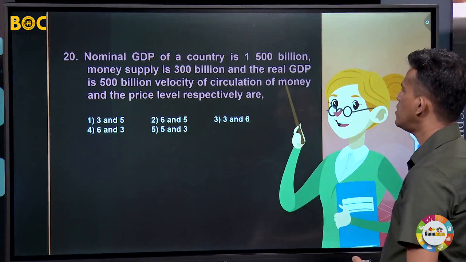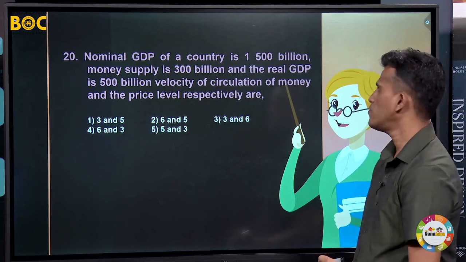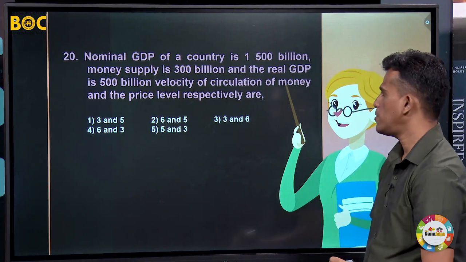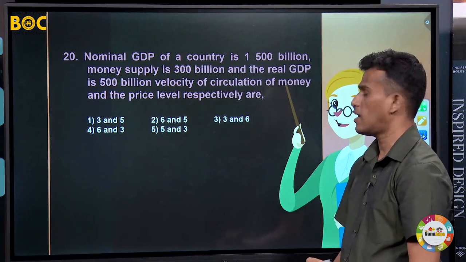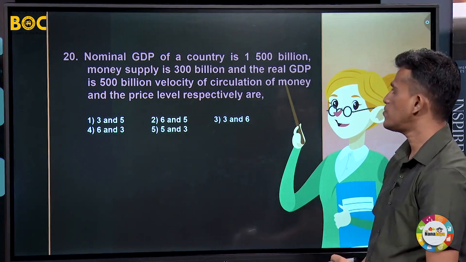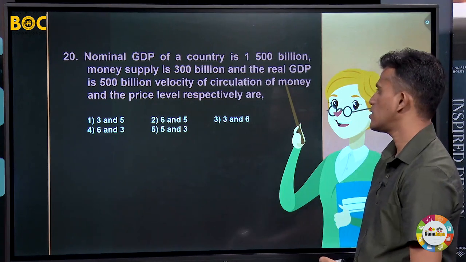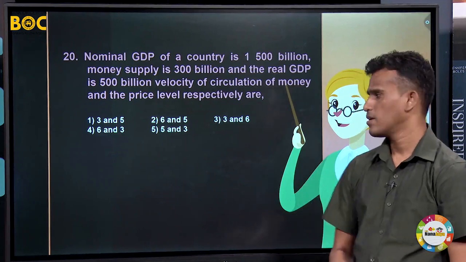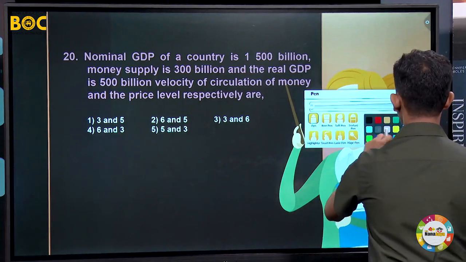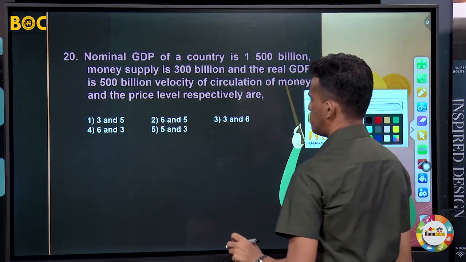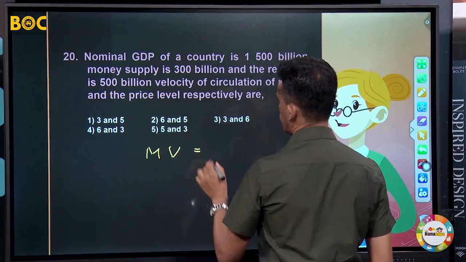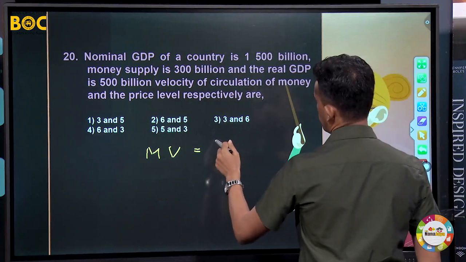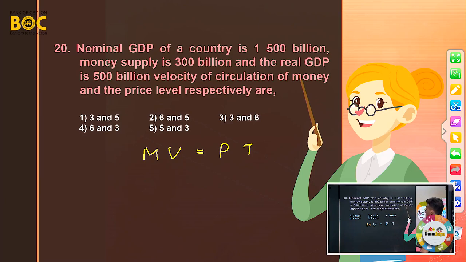Question number 20. Nominal GDP of a country is 1,500 billion. Money supply is 300 billion, and the real GDP is 500 billion. The velocity of circulation of money and the price level, respectively, are? We already discussed the equation of exchange. The equation of exchange says money supply times the velocity of circulation of money is exactly equal to the price level times the real output, or in other words, P into T gives you the nominal GDP of the country.